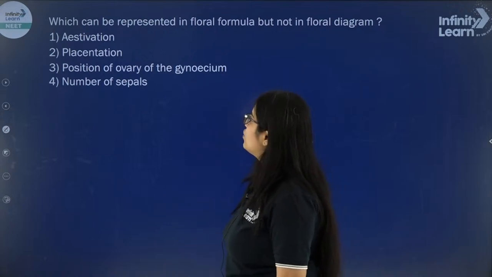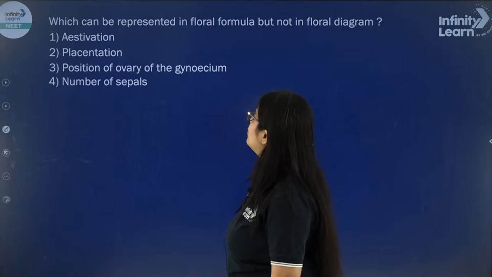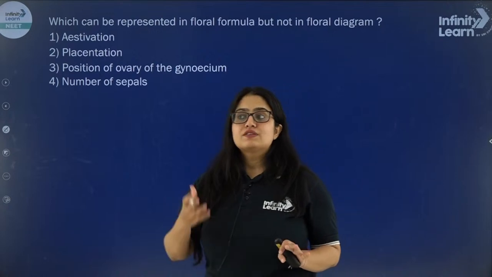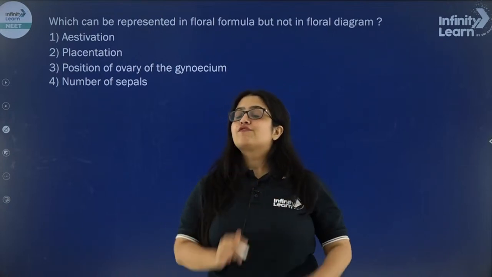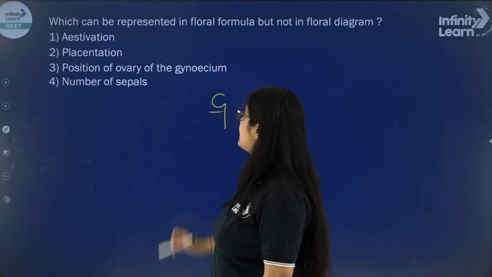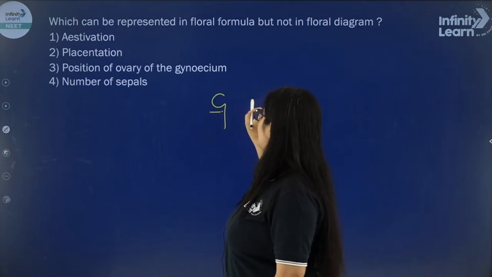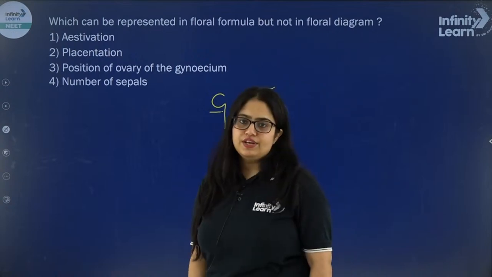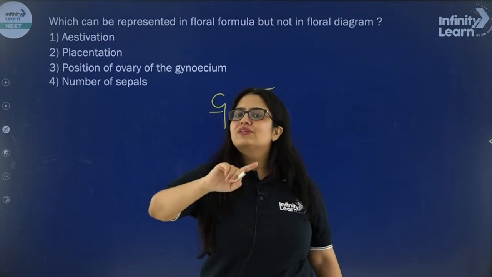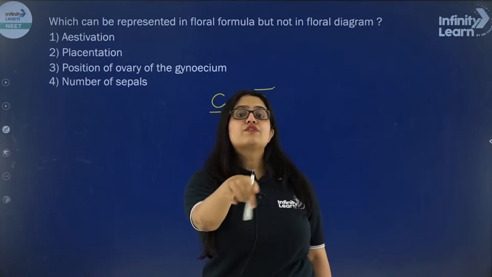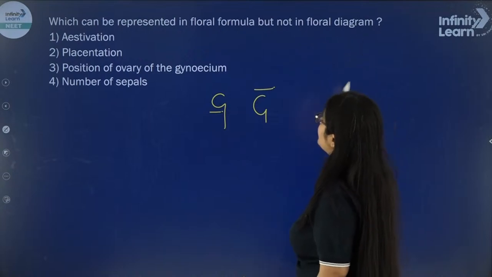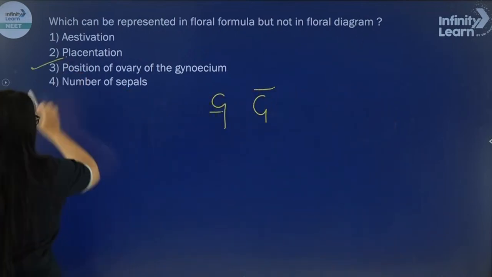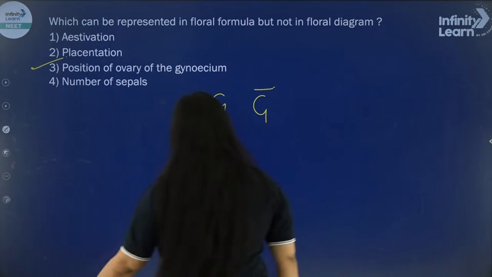Right, in the same way you see it in Solanaceae, Fabaceae, and also in Brassicaceae: the position of ovary, of the gynoecium. Yes, so the gynoecium is superior or inferior, that cannot be presented in the floral diagram, but in the floral formula you can easily write it like this. This means superior ovary and this means inferior ovary. So, superior ovary and inferior ovary you can't show in the floral diagram, but you can show in the floral formula. So, what can be represented in the floral formula but not in the floral diagram? It is the position of the ovary of the gynoecium. The number of sepals you can easily tell. Next question.